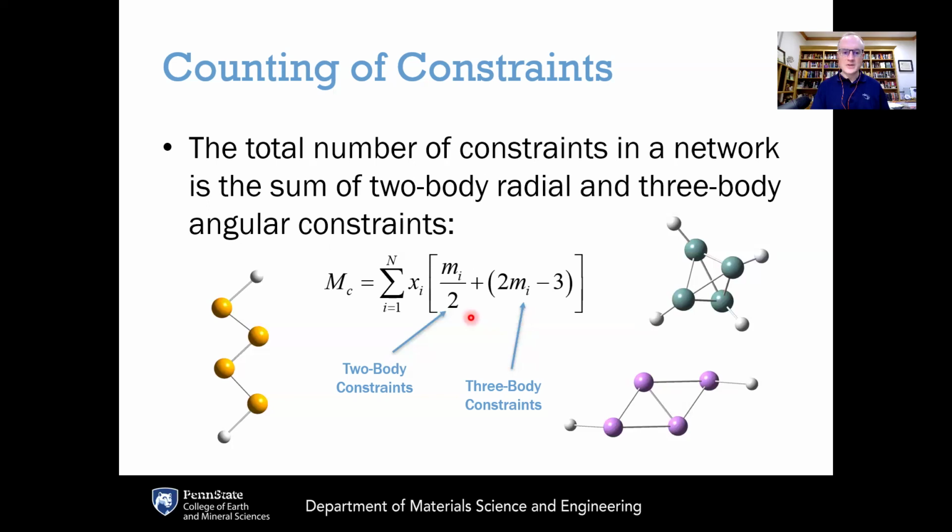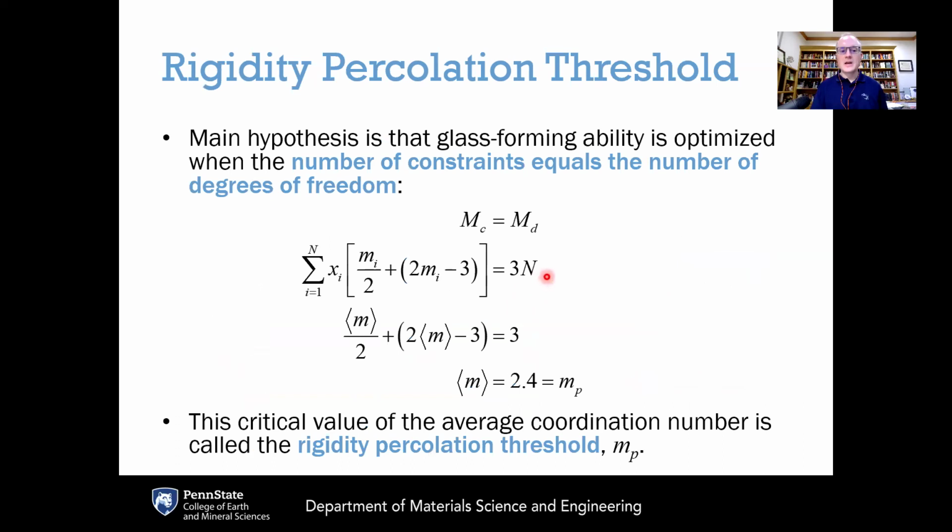Now, putting this all together, this would give us the total number of constraints in the system by adding up all of these 2-body constraints in the first term and adding up all of the 3-body constraints in the second term. And what Phillips did was he postulated that the optimum glass formation is going to occur where the number of rigid constraints is exactly equal to the number of degrees of freedom in the system.